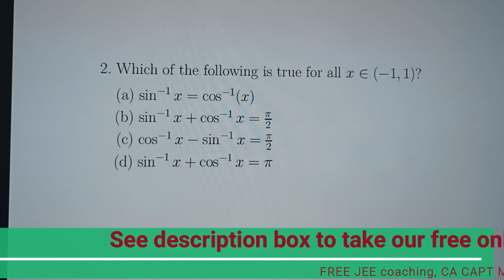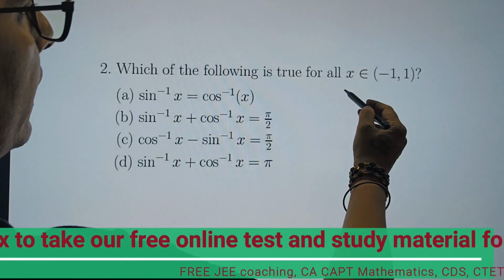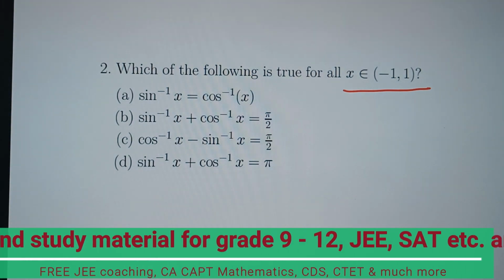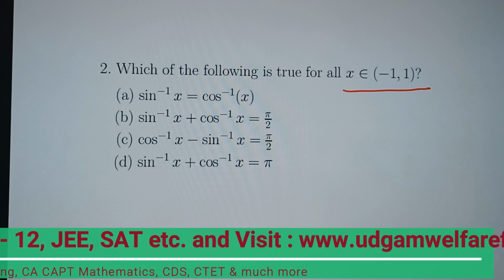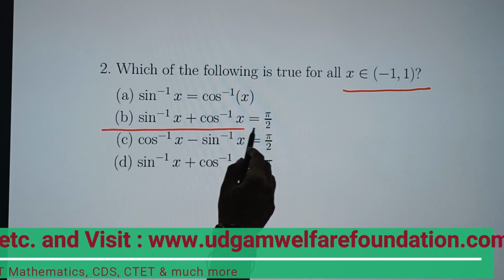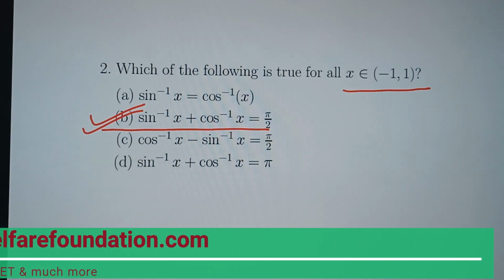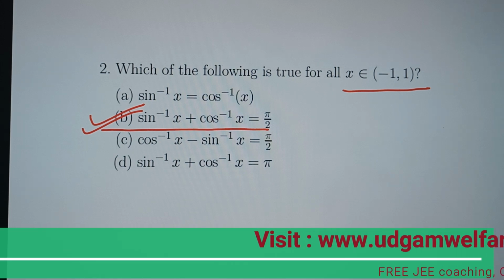So students, this is our next question. Which of the following is true for x belongs to minus 1 and 1? As we know, the property of sine inverse x plus cos inverse x equals pi by 2, and it holds for x between minus 1 and 1. So this is our correct option. That means sine inverse x plus cos inverse x equals pi by 2 here. Now let's move towards our next question here.